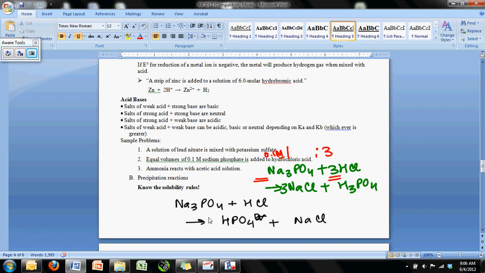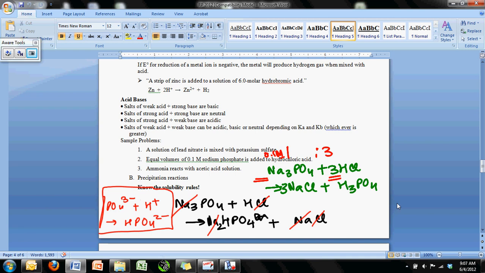So let me write it first in this form, Na2HPO4 plus NaCl. So this is all balanced. To write the net ionic, you cancel out Na's and Cl minus. So ultimately the net ionic is PO4 3 minus plus H plus. Note the 1:1 mole ratio gives you HPO4 2 minus, and that's the net ionic equation here.